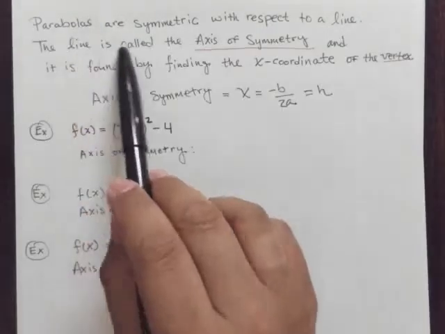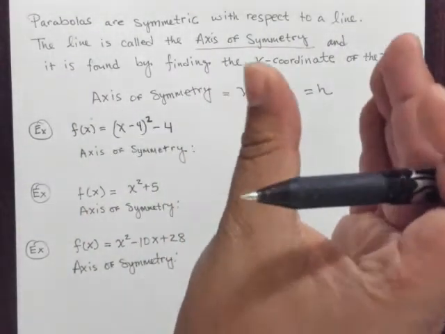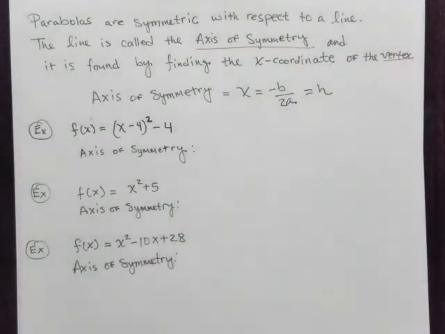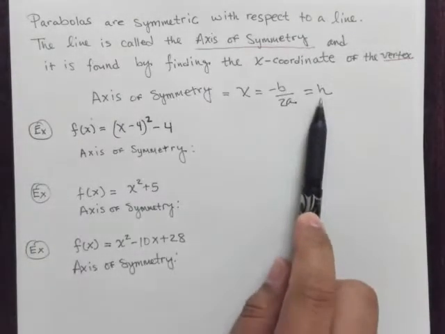Well, parabolas are symmetric with respect to a line. That means that we can take a parabola and actually fold it in half. And when we do that, the line that we folded along is called the axis of symmetry. It is found by finding the x-coordinate of the vertex. So if we are in vertex form, it's simply the h.